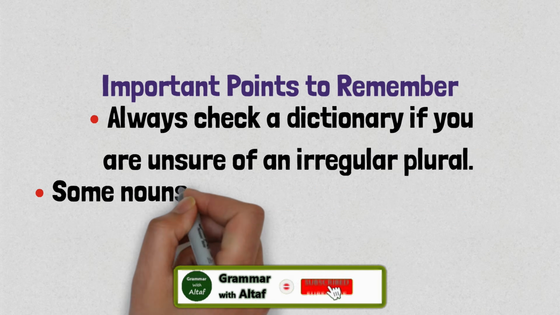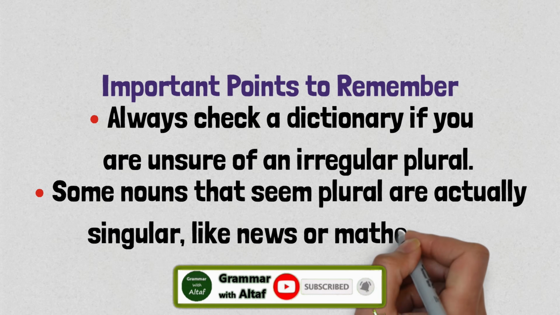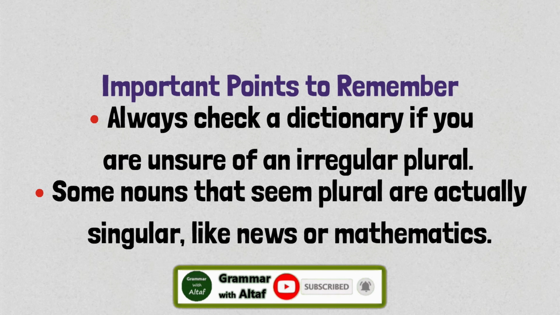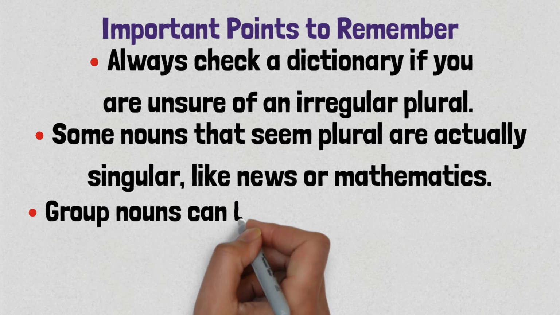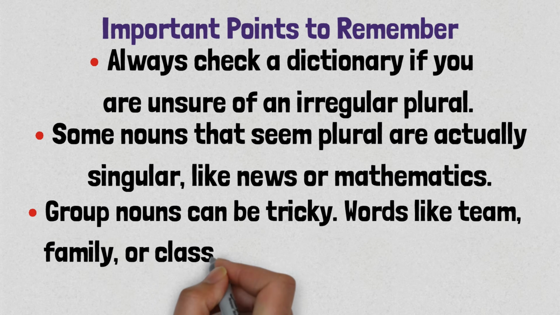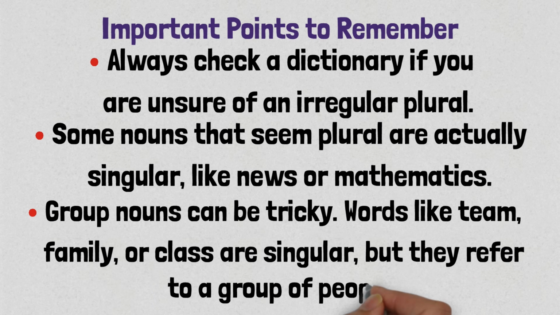Important points to remember. Always check a dictionary if you are unsure of an irregular plural. Some nouns that seem plural are actually singular, like news or mathematics. Group nouns can be tricky. Words like team, family, or class are singular, but they refer to a group of people.